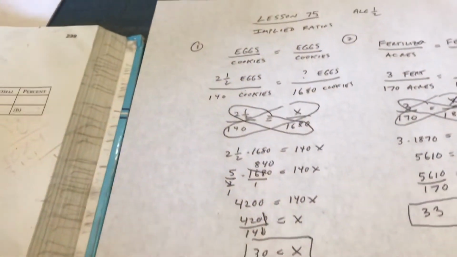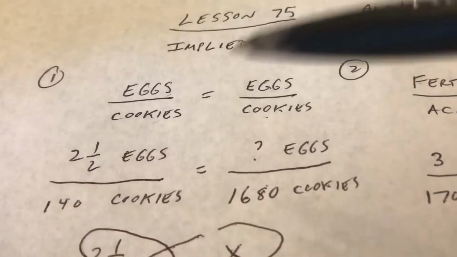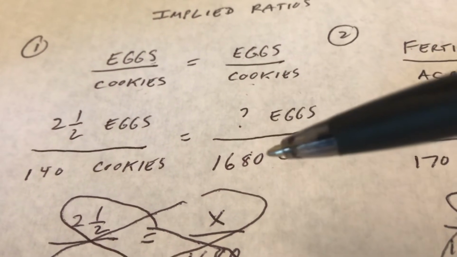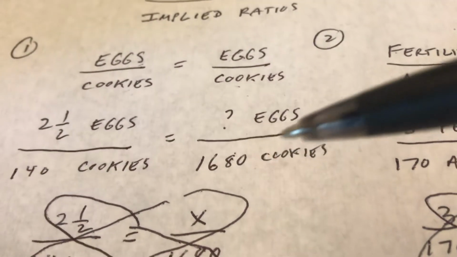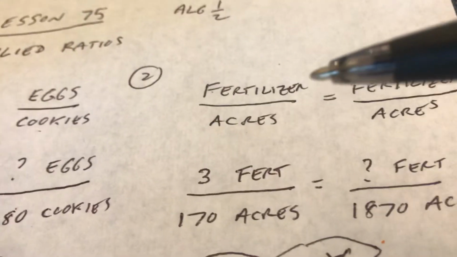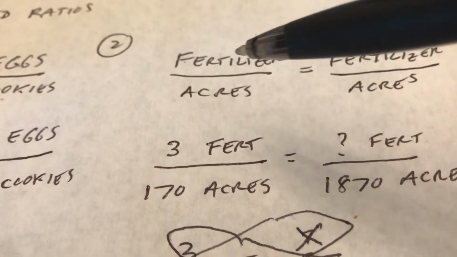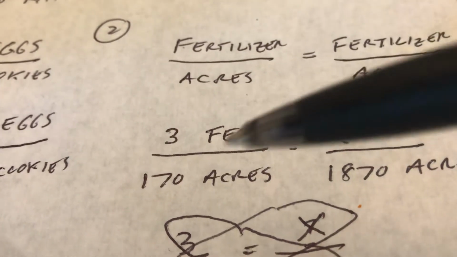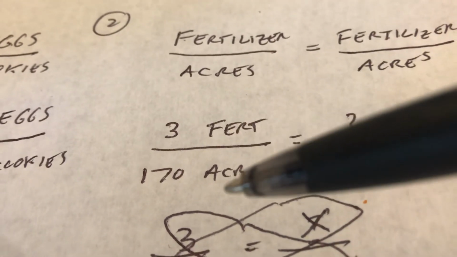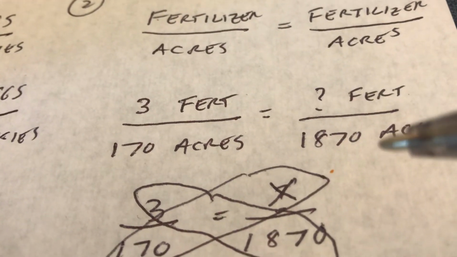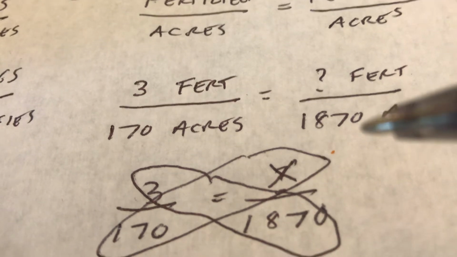Okay, make sure your answer makes sense, that 2.5 to 140 is like 30 to 1,680. The next one talks about it takes 3 tons of fertilizer. So fertilizer to acres, fertilizer to acres. 3 tons of fertilizer to 170 acres equals how many tons of fertilizer to 1,870 acres?